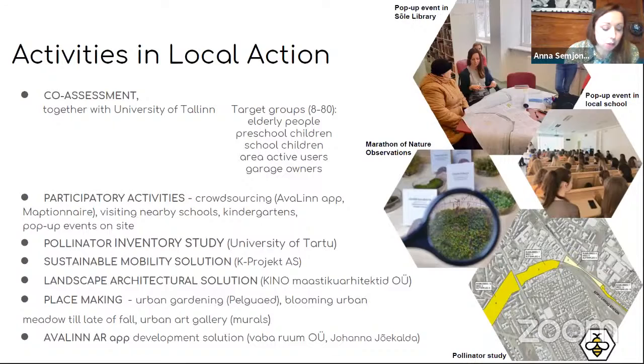There are schools and kindergartens within a 300 meter radius of our local action site and about 13,000 inhabitants. The target groups are elderly people, preschool children, school children, area active users, and garage owners. And the University of Tallinn with their students carried out interviews and site observations, which were very important base information for the next planning phases.